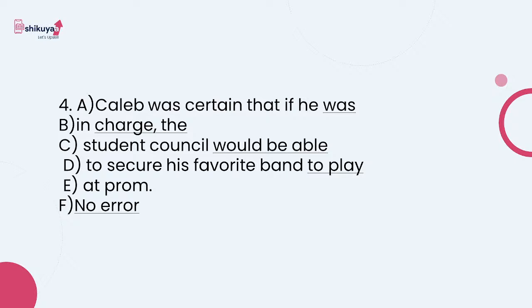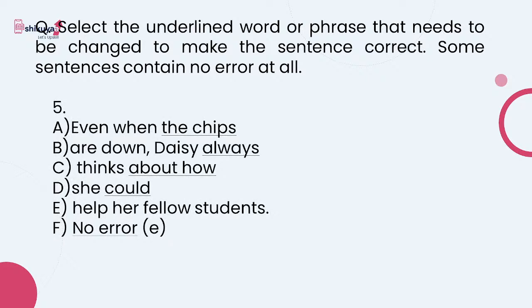So in this way, your knowledge of different grammatical structures and constructions would be checked. So students, be ready for that. You can get all this information from basic grammar books. So just go through all of these and refresh your grammatical knowledge. Now let's go for the next question. Again, it is the same type: select the underlined word or phrase that needs to be changed to make the sentence correct. Some sentences contain no error at all.